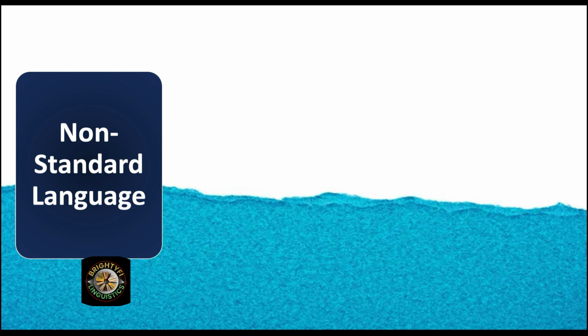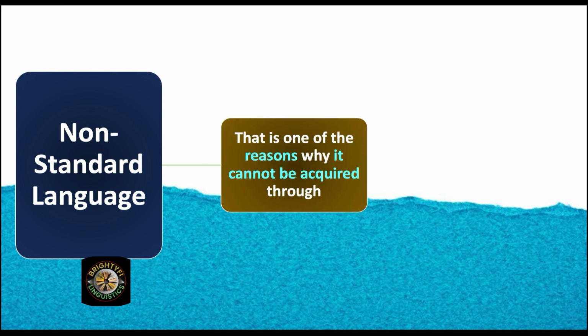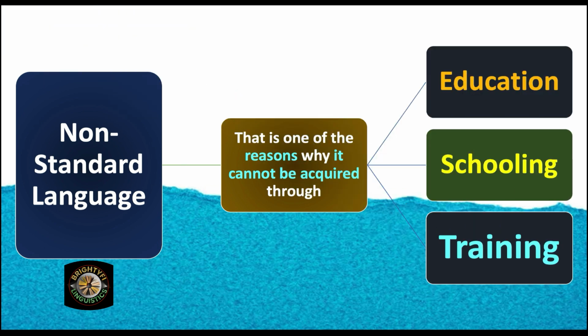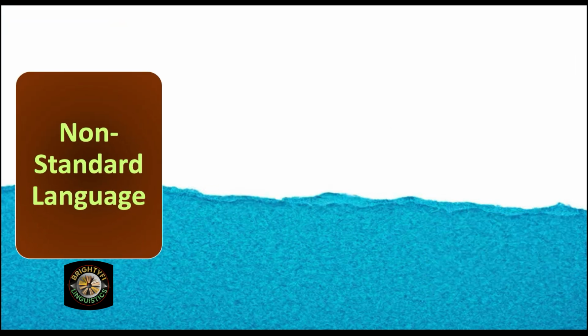We continue our discussion with different ideas about non-standard language. That is one of the reasons why it cannot be acquired through education, through schooling, and through training. So, non-standard language, since it does not follow any system of pronunciation, grammar, and vocabulary, therefore it cannot be introduced at the level of education, at the level of schooling or training at any stage.